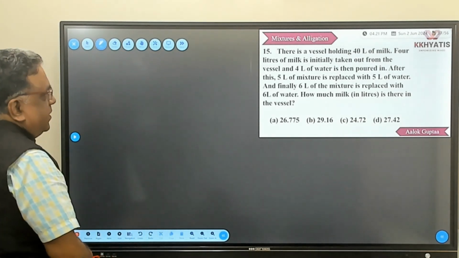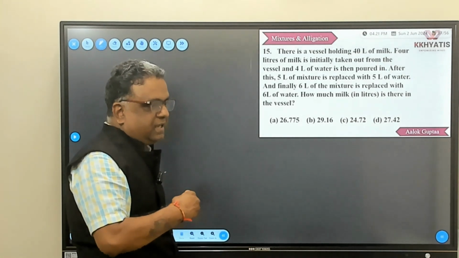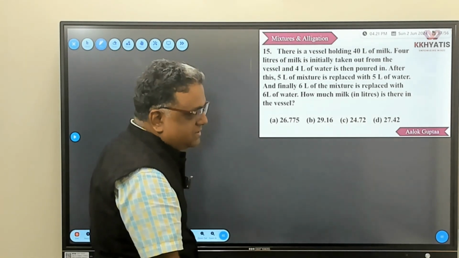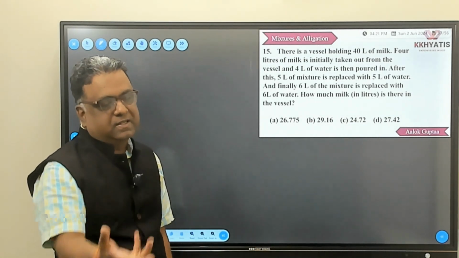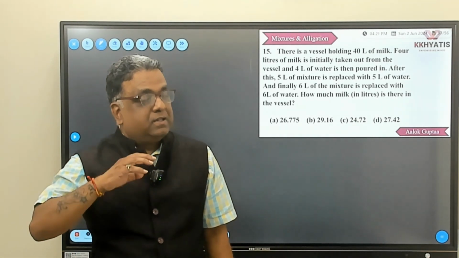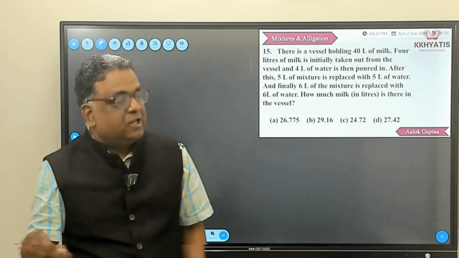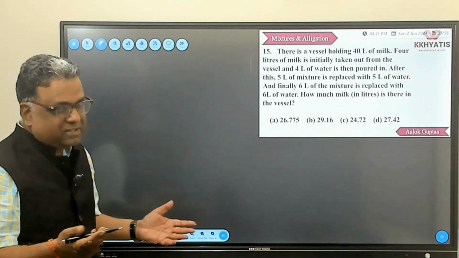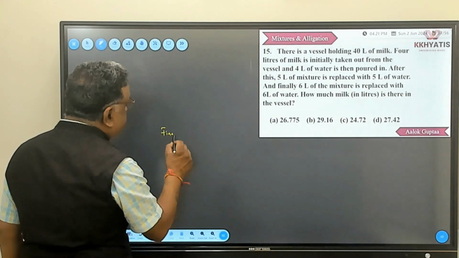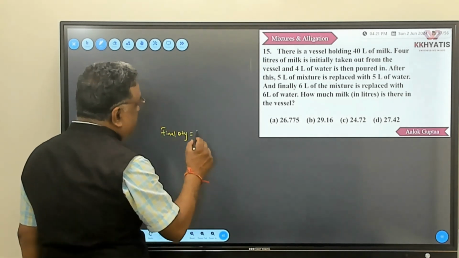So what's happening over here is that we are removing 4 liters first and then adding 4 liters water. In second case, we are removing 5 liters and adding 5 liters. In third case, we are removing 6 liters and adding 6 liters. So in this case, the process is repeated, but the removal and adding quantities are different in every process. So we have to apply the same formula. So final quantity is initial quantity.